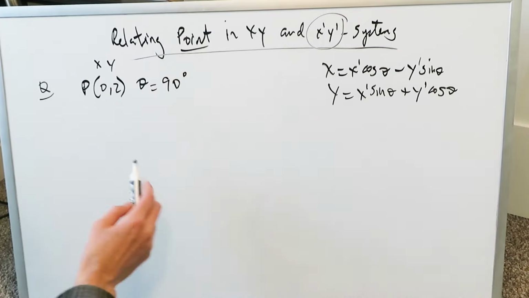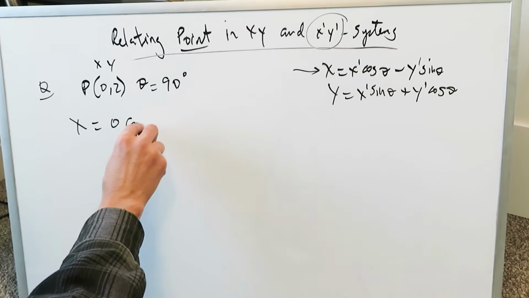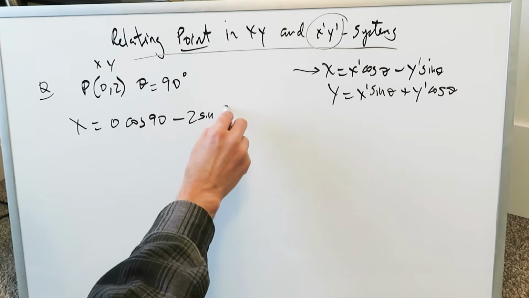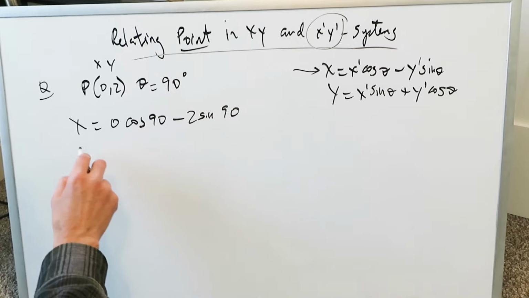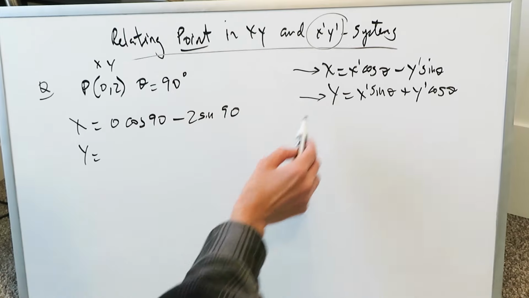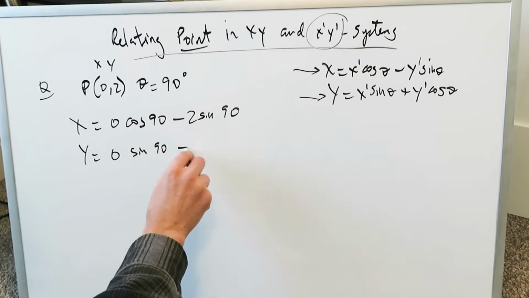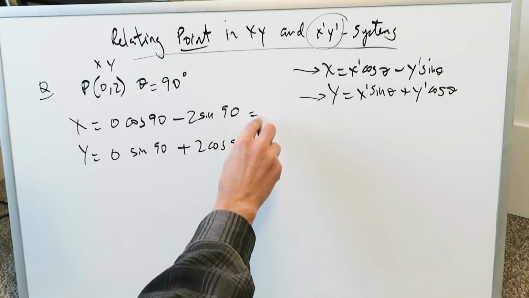You just have to start plugging in your x, and looking right over here, you have a 0, then you have cosine 90 minus y, you have a 2 and sine 90. Remember, in all instances your angle is still pi over 2, or 90. Let's go to the second equation, y. Y here is going to be 0 times sine of 90, plus y prime over there, 2, times cosine of 90. It's not too hard.